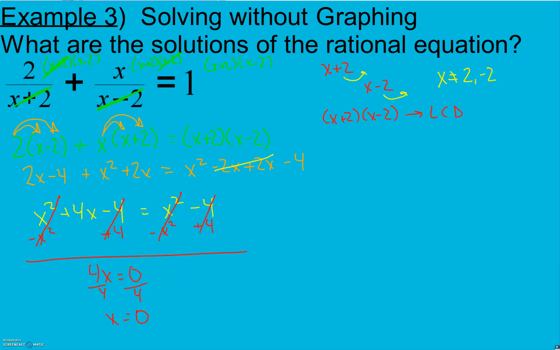It's not in one of our restrictions, but we do want to plug it back in and check just to make sure. 2 over 0 plus 2 plus 0 over 0 minus 2 equals 1. 2 over 2 plus 0 over negative 2. 2 over 2 is 1, plus 0 divided by negative 2 is 0. 1 equals 1. It checks out, and x equals 0 is our answer. I'm going to stop this video here and start the next one.